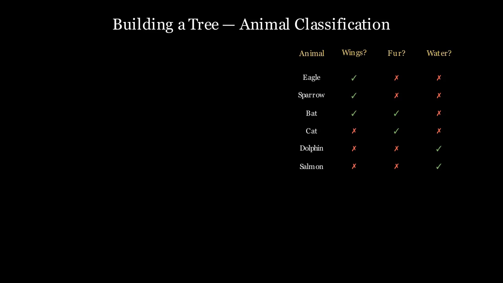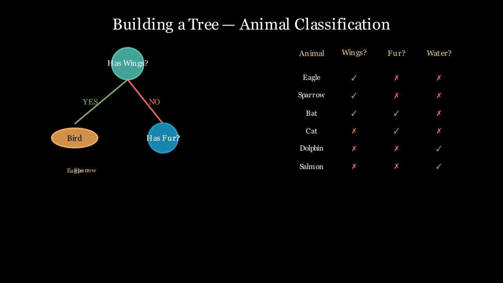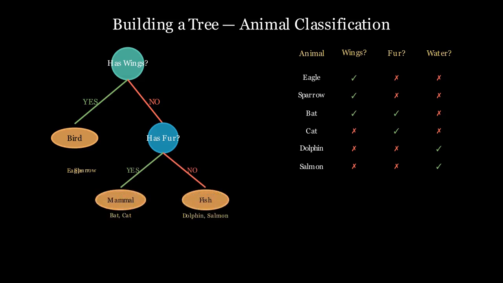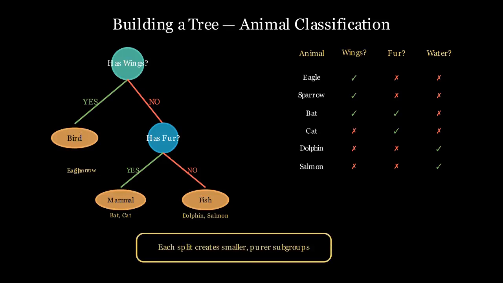Let's build a small tree to classify animals. Given 3 features, has wings, has fur, and lives in water, the tree first asks, has wings? If yes, it predicts bird. If no, it asks, has fur? To decide between mammal and fish. Each question splits the dataset into smaller, purer groups. Exactly what Akinator does with every question it asks.